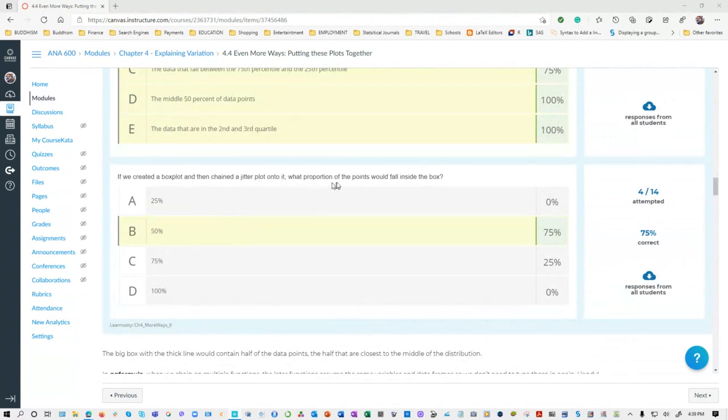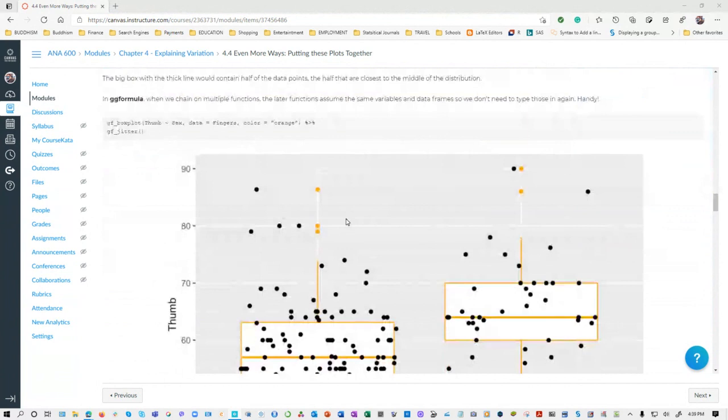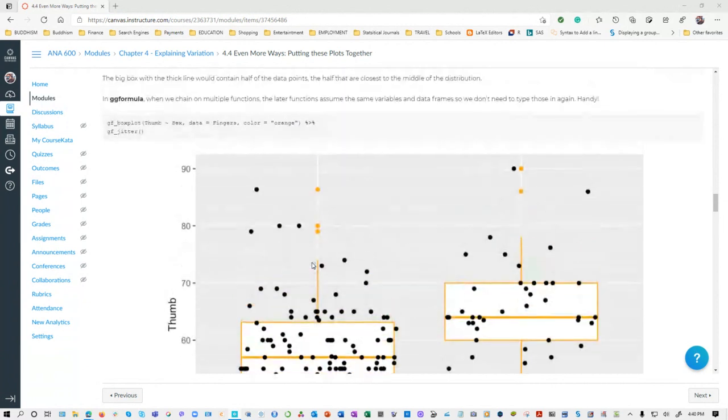Then chain a jitter plot. What proportion of the points would fall inside the box? The big box with the thick line would contain half of the data points, the half that are closest to the middle of the distribution. This thick line, see? Up to that point, they're going to contain 50%.